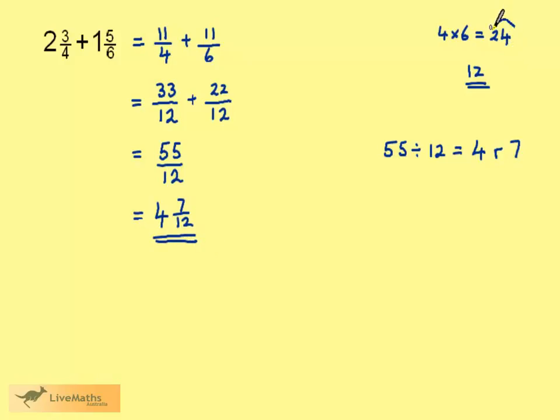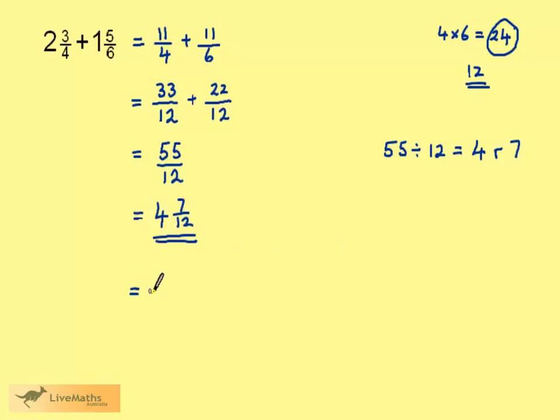So this is 4 and 7 twelfths. If we hadn't spotted 12 as the best common denominator, we could have used 24. If you do this, you should still get the answer correct. Let's look at this now.